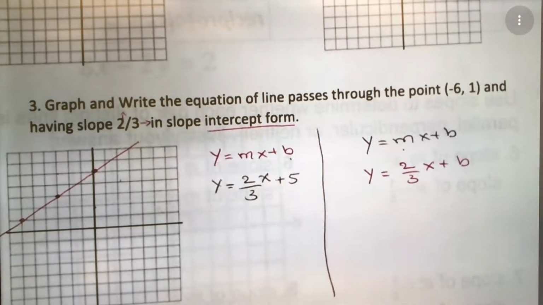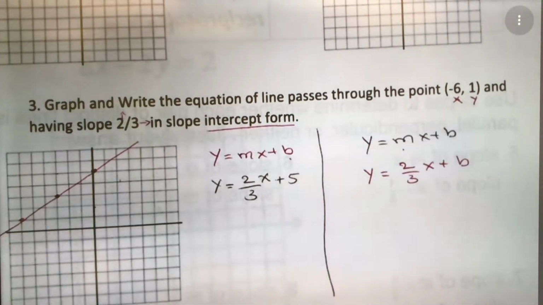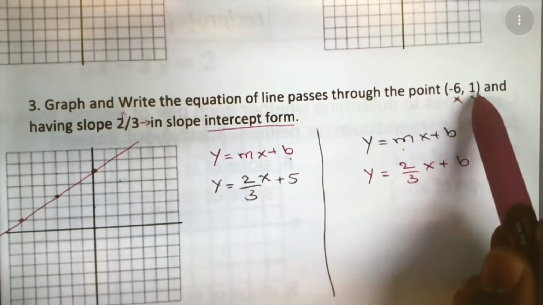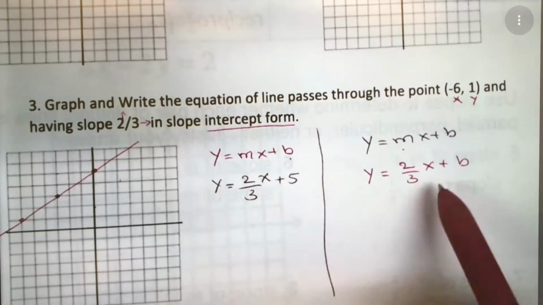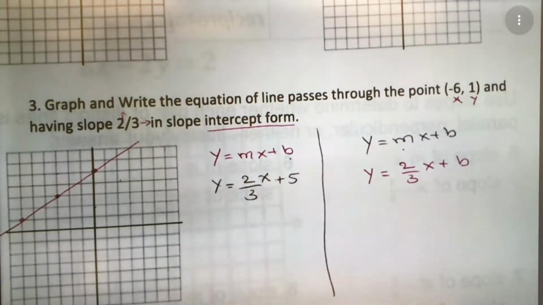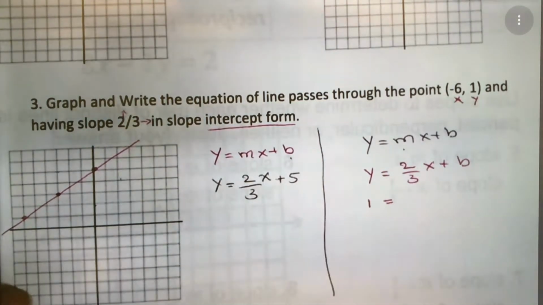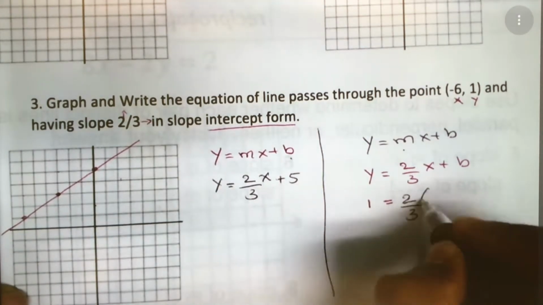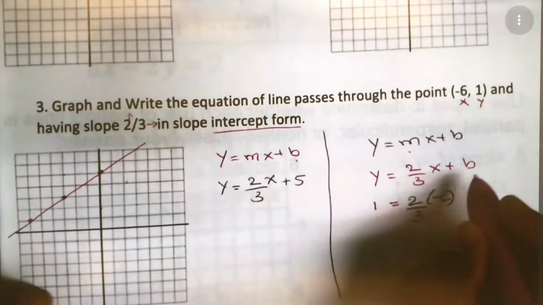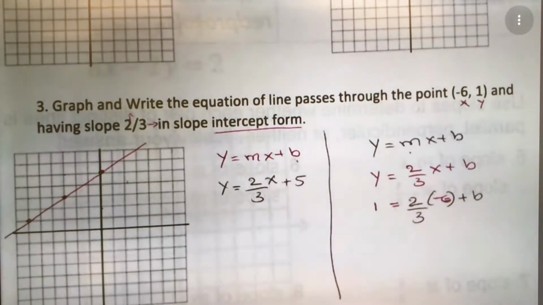When you have a coordinate, the first number is x and the second number is y. So plug in -6 and 1 for x and y. Then there is only one variable left, b, so you can solve for b. So y is 1, equal to 2/3 of x, which is -6, plus b.